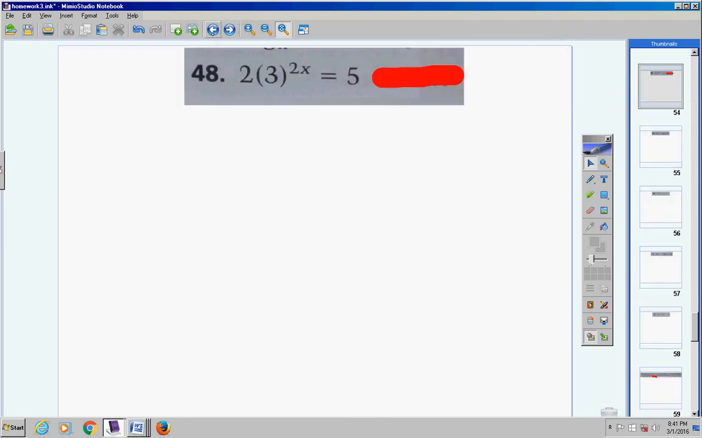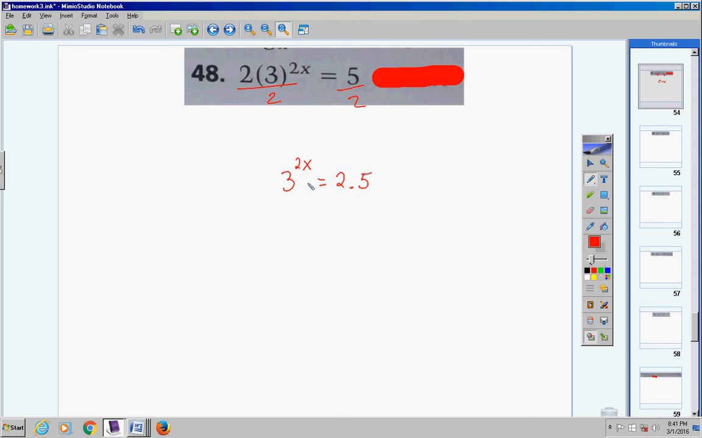Alright, 48. Let's solve this exponential equation. Step 1 is to isolate the base and its exponent. Here's your base, here's the exponent. So we must get rid of the 2. We'll divide both sides by 2. And we're left with 3 to the 2x power equals 2.5, which is 5 divided by 2.